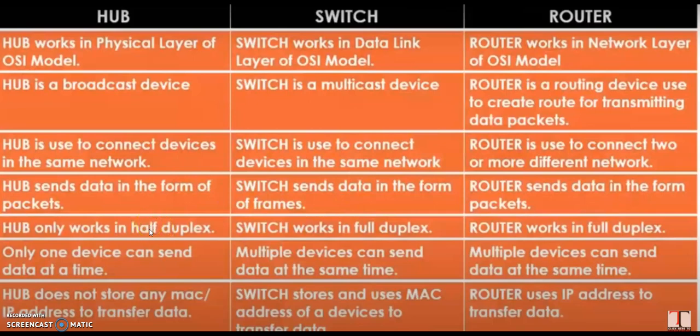Then the hub works only in half duplex. Half duplex means at a time we can only send data, but the switch works in full duplex. Full duplex means we can send data and at the same time also receive data. The router also works in full duplex mode. In a hub, only one device can send data, but in a switch multiple devices can send data at the same time, as we already saw in the difference between hubs and switches. Here also multiple devices can send data.